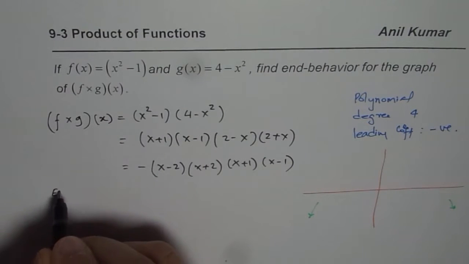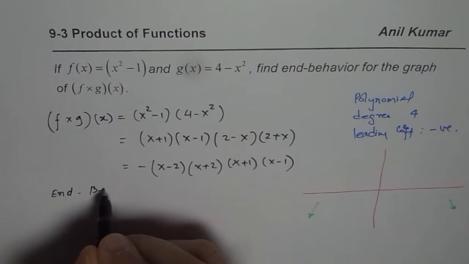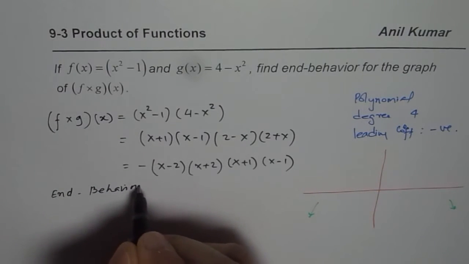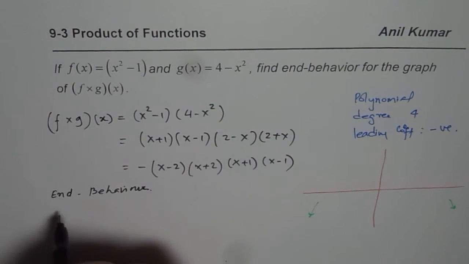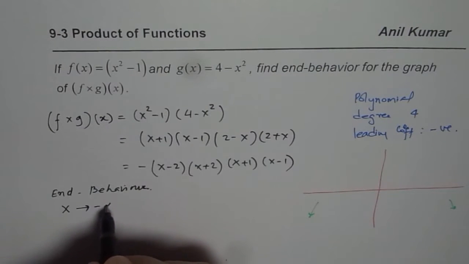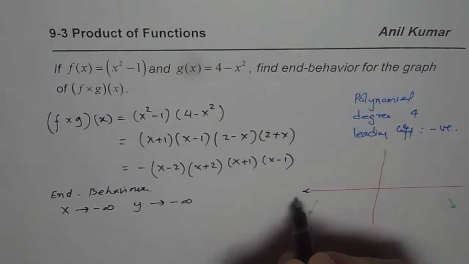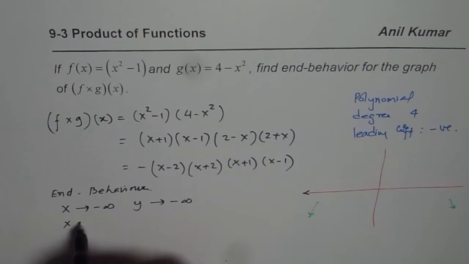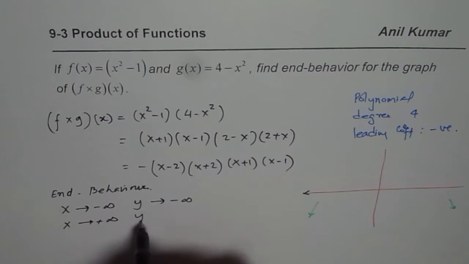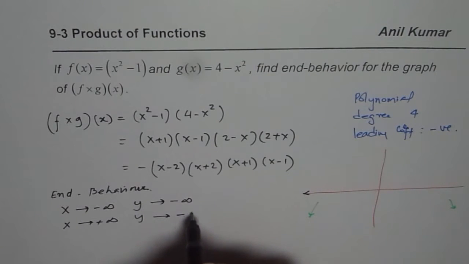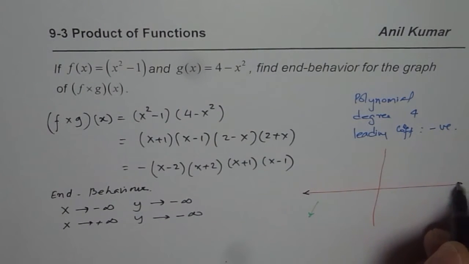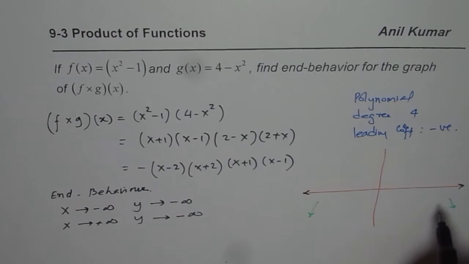So that gives us the answer for the end behavior. When x approaches minus infinity, y approaches minus infinity. That is this side. Do you see that? When x approaches positive infinity, y approaches negative infinity. This side. So that is the end behavior. If you want, you can sketch the function and check it yourself also, right?